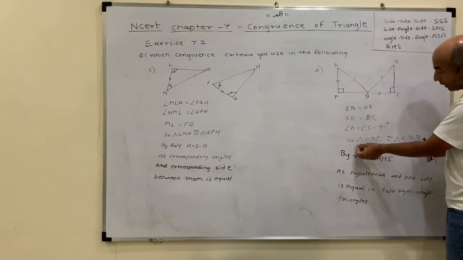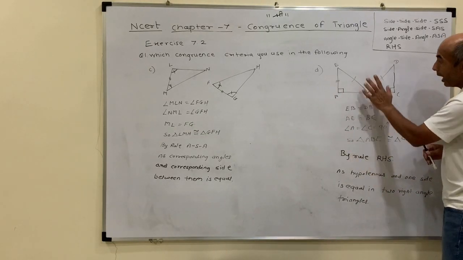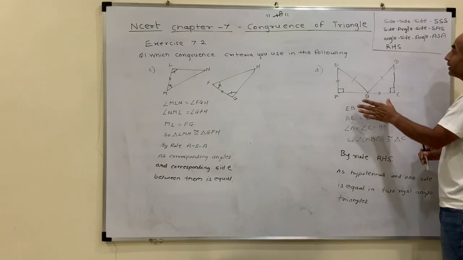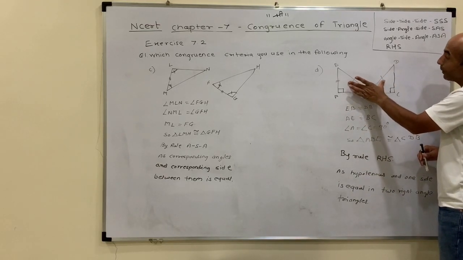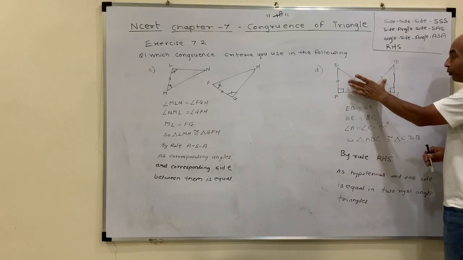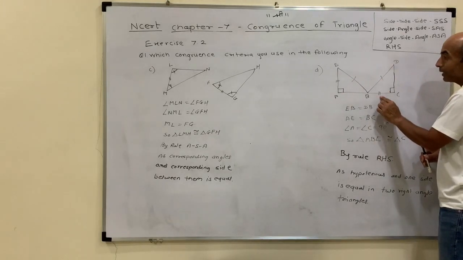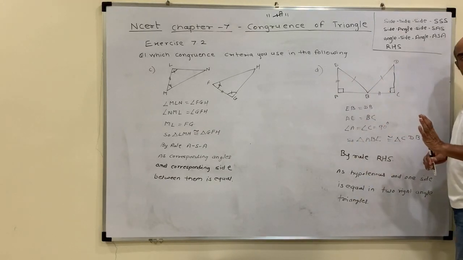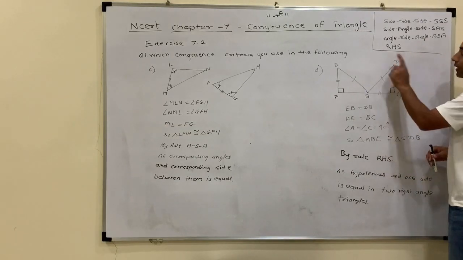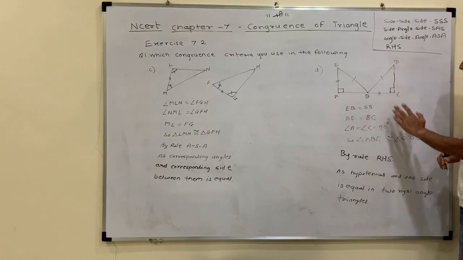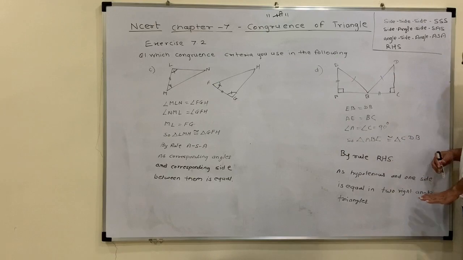See, here the sequence is mentioned. What is important in RHS? We need to check whether the hypotenuse is equal or not. The hypotenuse is equal. Is one side equal or not? One side is equal. So that satisfies the condition of the right angle triangle hypotenuse side rule.